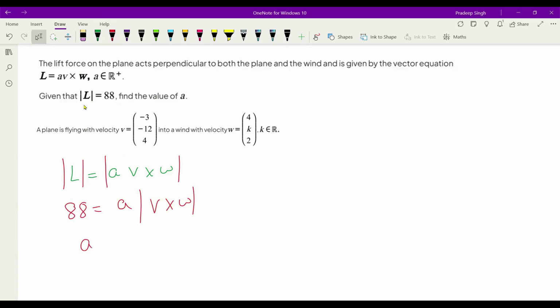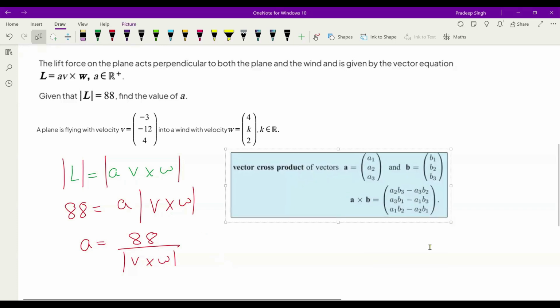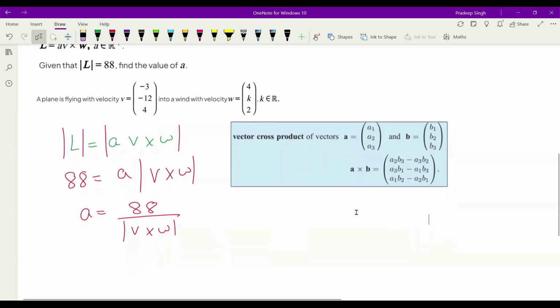Let's make A the subject since we are supposed to find A. And A is equal to 88 divided by mod V cross W. So all we need to do is find the magnitude of V cross W. So we have the V vector and the W vector. We find V cross W. To find the cross product or the vector product between two vectors, we employ this particular formula. So as you can see, A and B are two vectors and A cross B is given by this particular formula. So let's apply that.